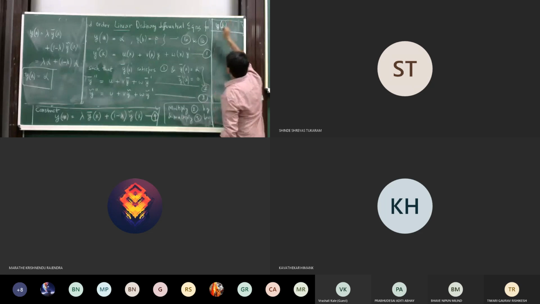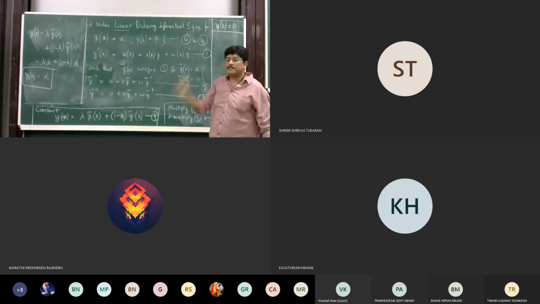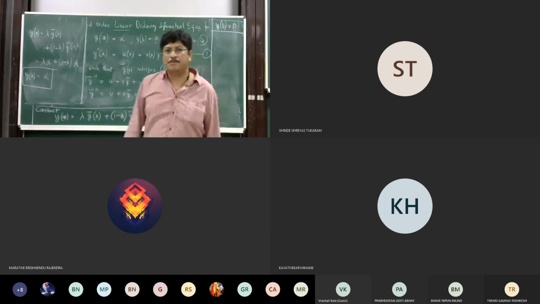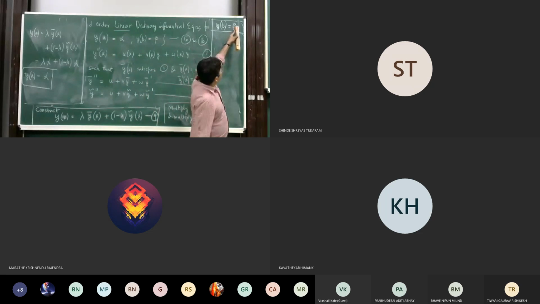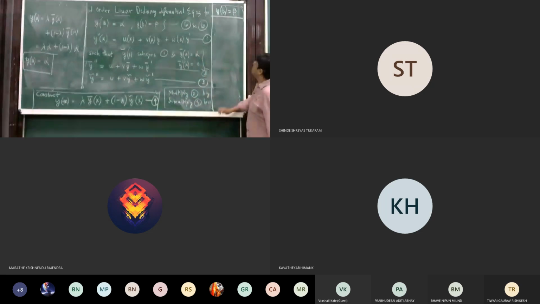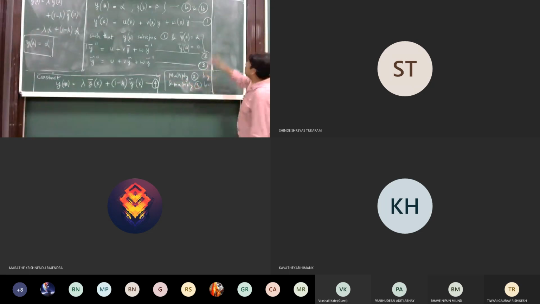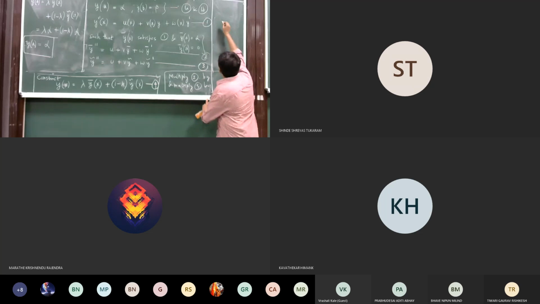Y at b. Remember, what are we demanding? That this function that you constructed by linear combination of this y bar and y tilde has to be equal to beta at b. Has to be equal to beta, right? And we go back to step 4. So that means y evaluated at b is what?